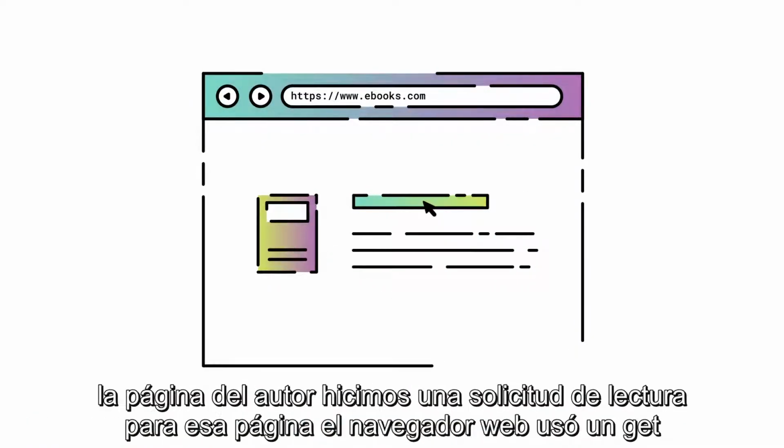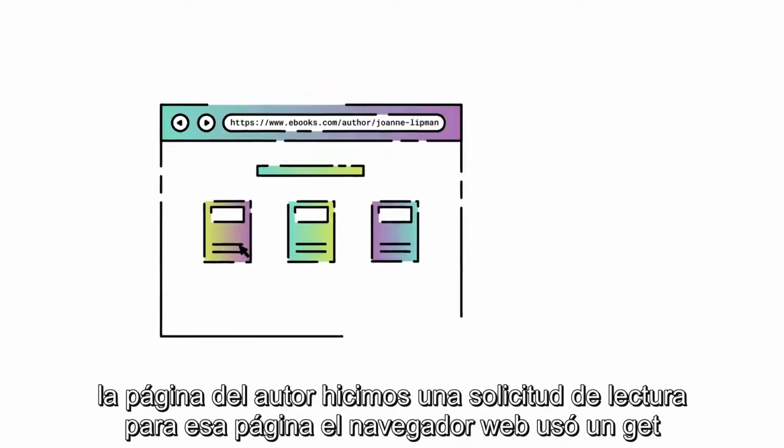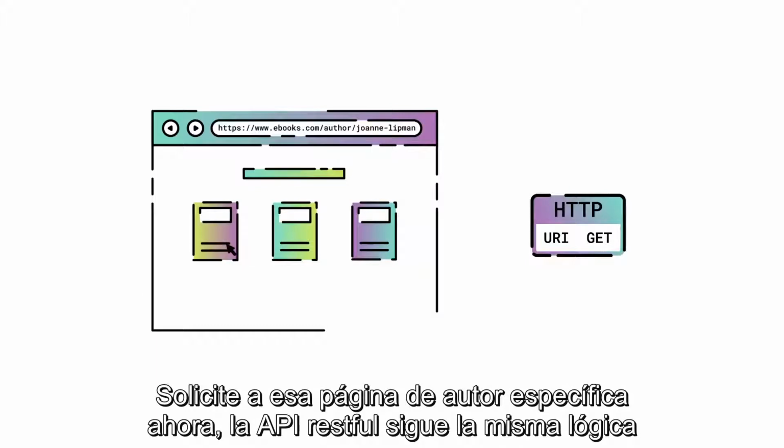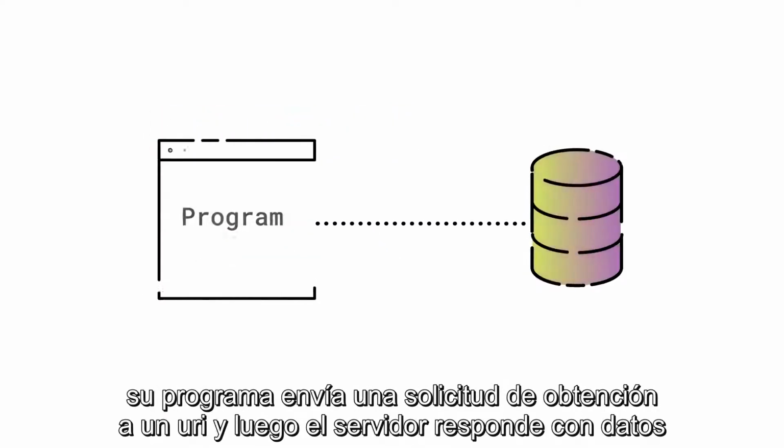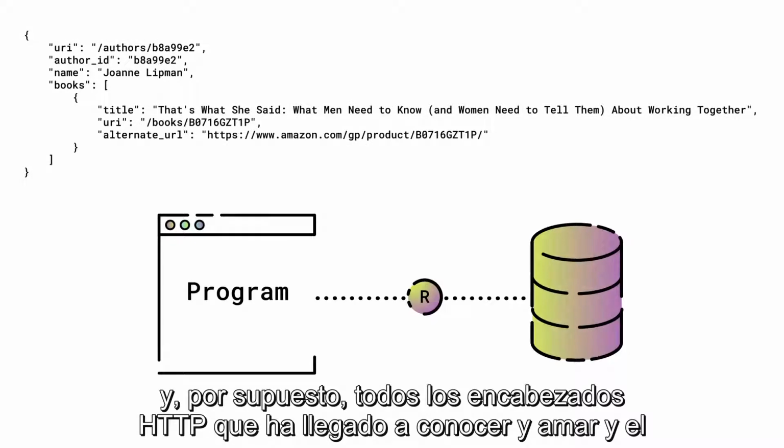Like, we retrieved the author page. We made a read request for that page. The web browser used a GET request to that specific author page. Now, the RESTful API follows the same logic. Your program sends a GET request to a URI. Then, the server responds with data, and of course, all the HTTP headers that you've come to know and love.